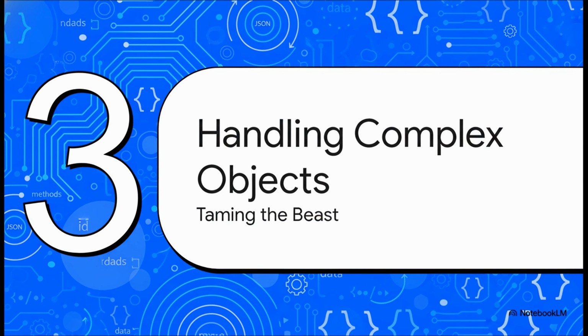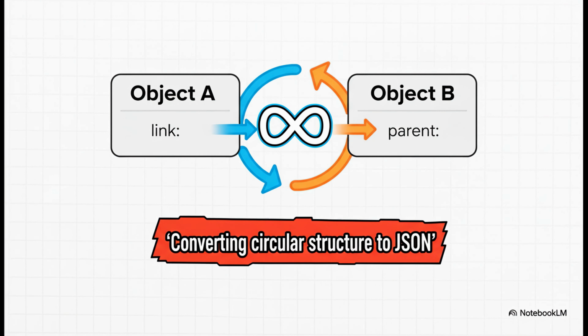So the basics are pretty straightforward, right? But what happens when our objects get a little weird, a little more complex? What happens when they start referencing themselves? And there it is, the dreaded error message, converting circular structure to JSON. This is the one that gives developers cold sweats.